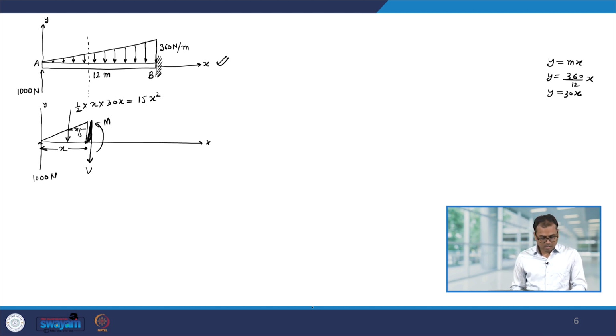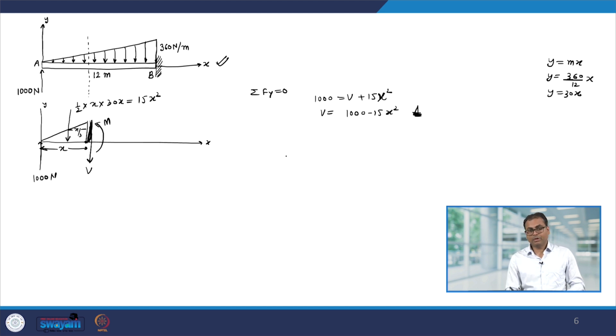Okay. Now, let us balance the forces to find out what is V. So, let us use summation Fy equal to 0. So, this gives you 1000 equal to V plus 15x square, and this gives you V is equal to 1000 minus 15x square. So, you can see that V varies as a function of x square because the loading is a linear function of x.